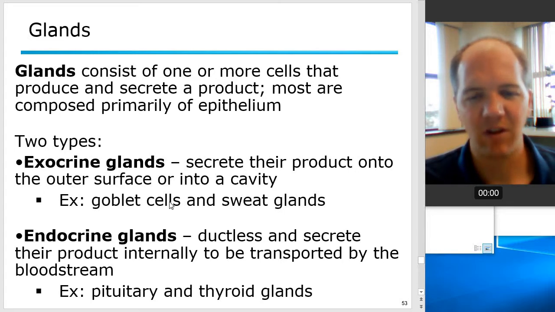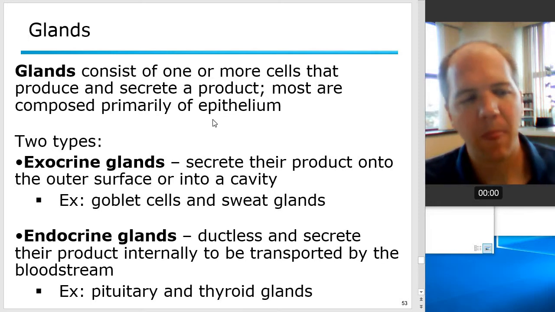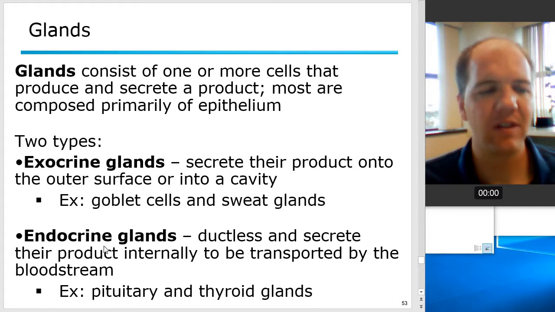So into the cavity, our body cavity, our digestive tract, respiratory tract, or whatever it might be. That's still the outside environment, even though it's inside our body. These are mainly formed of epithelial tissue. So glands are epithelial tissue. And there's two types, exocrine glands and endocrine glands.